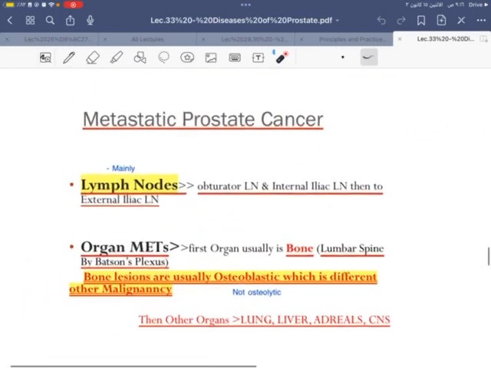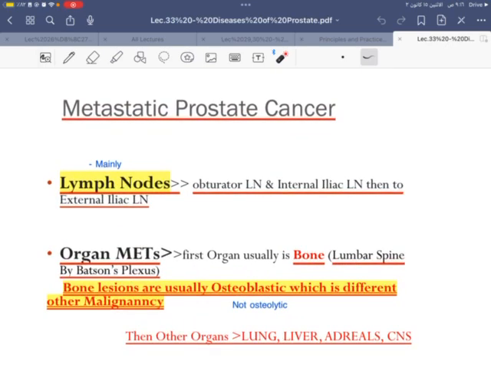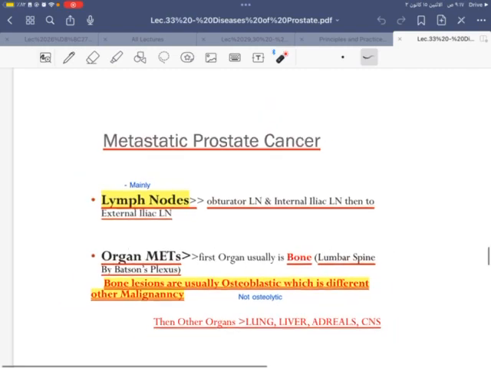Metastasis of prostate cancer: the main landing zone is the lymph nodes, the obturator, internal iliac, and external iliac lymph nodes. The first organ that is metastasized to is the bone, especially the lumbar spine, via Batson's venous plexus. What distinguishes the metastasis of prostate cancer from other cancers? It's an osteoblastic lesion, usually osteoblastic, whereas other cancers are osteolytic. Other organs can also be involved: lung, liver, adrenal, and central nervous system.